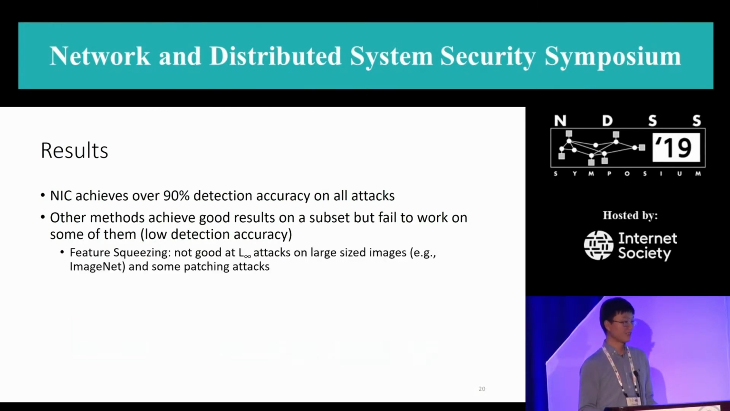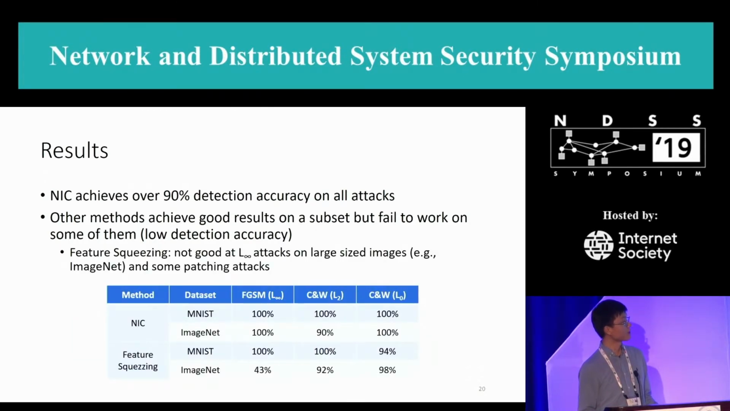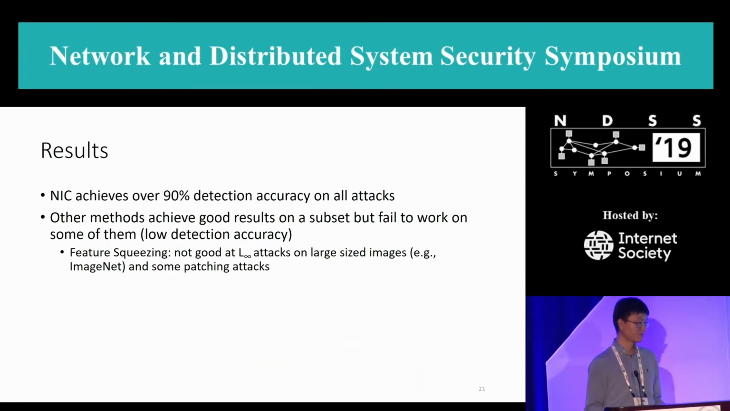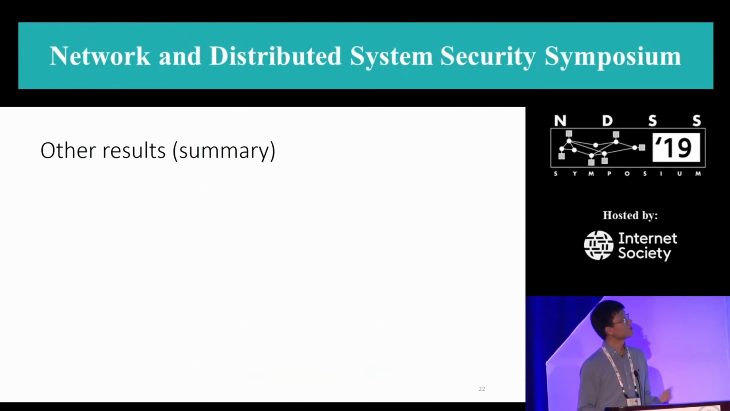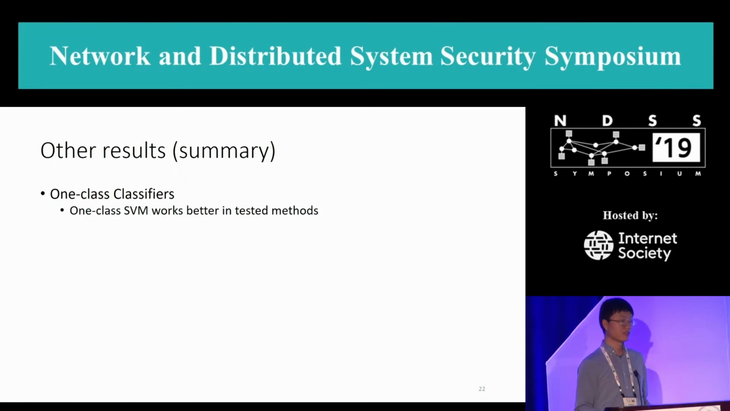And lastly, for comparison with feature squeezing, the original paper already mentioned they don't have very good performance on ImageNet for some attacks like FGSM. It's only around 40%. We also found that the performance doesn't really work well on some of the semantic-based perturbations like the brightness attack, because we suspect some of the predefined squeezers don't really perform well here. And for some other results, I will just quickly go through them.